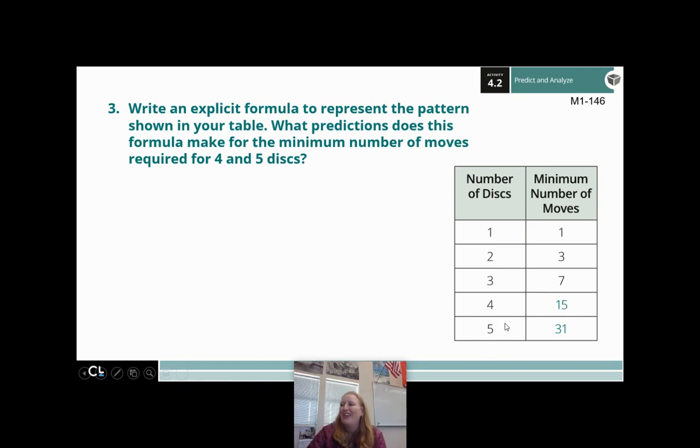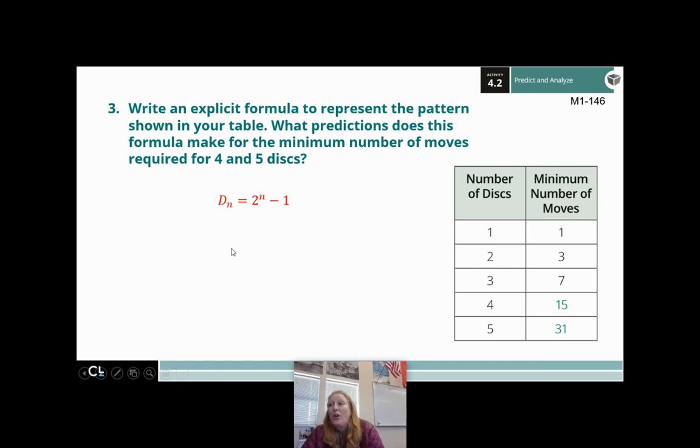2 to the 5th power is 32. Whoa, I didn't think about that. Minus 1 gives me 31. Yeah, it turns out this is an exponential equation. So if I do 2 to the n power and subtract 1, that will give me my minimum number of moves for my disks.